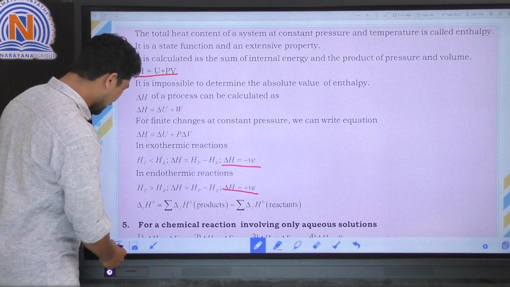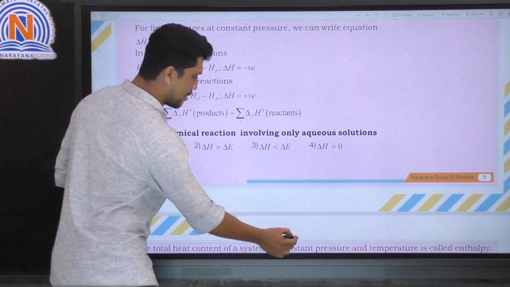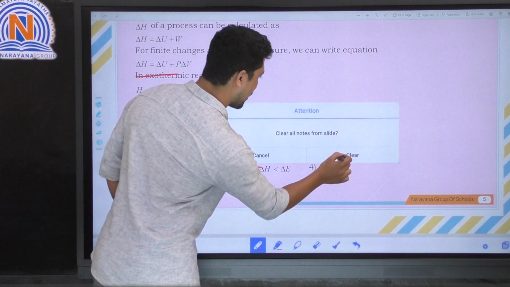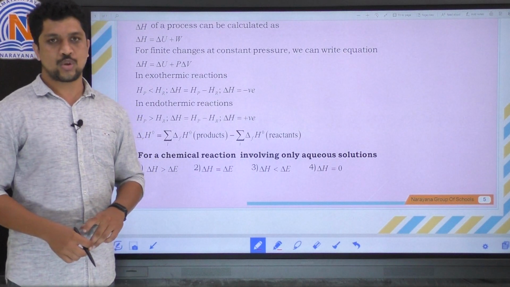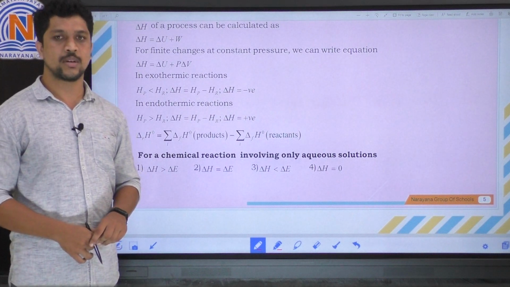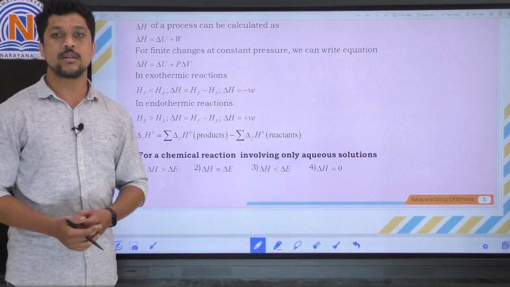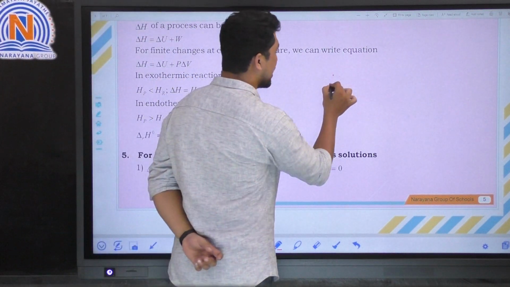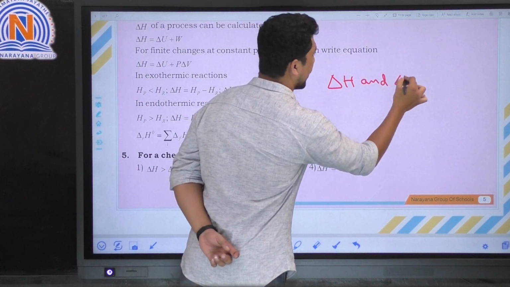So here the question is, for a chemical reaction involving only aqueous solutions, right? They have given different relations, and we need to find the relation between delta H and delta E, right?